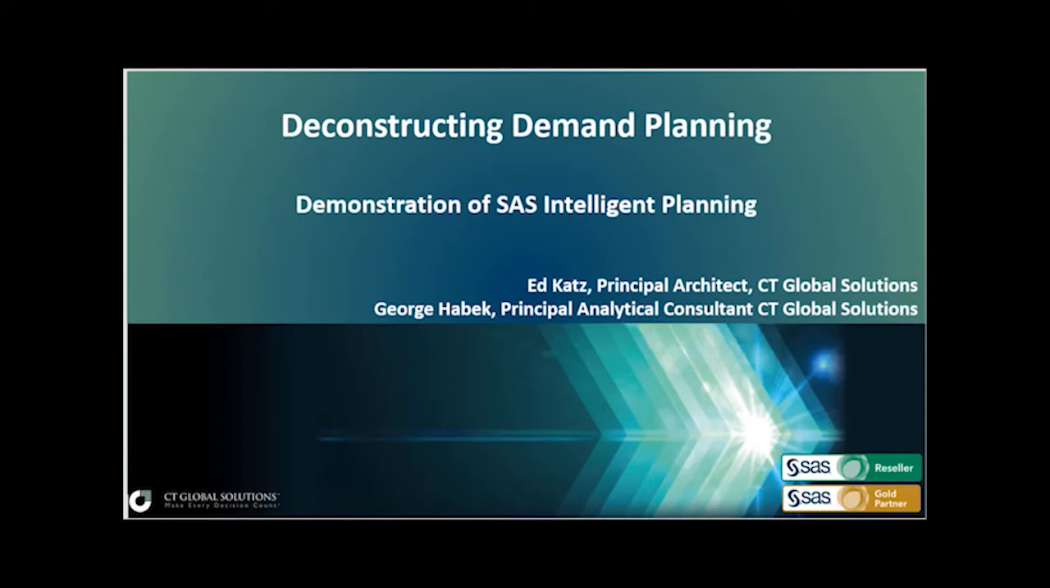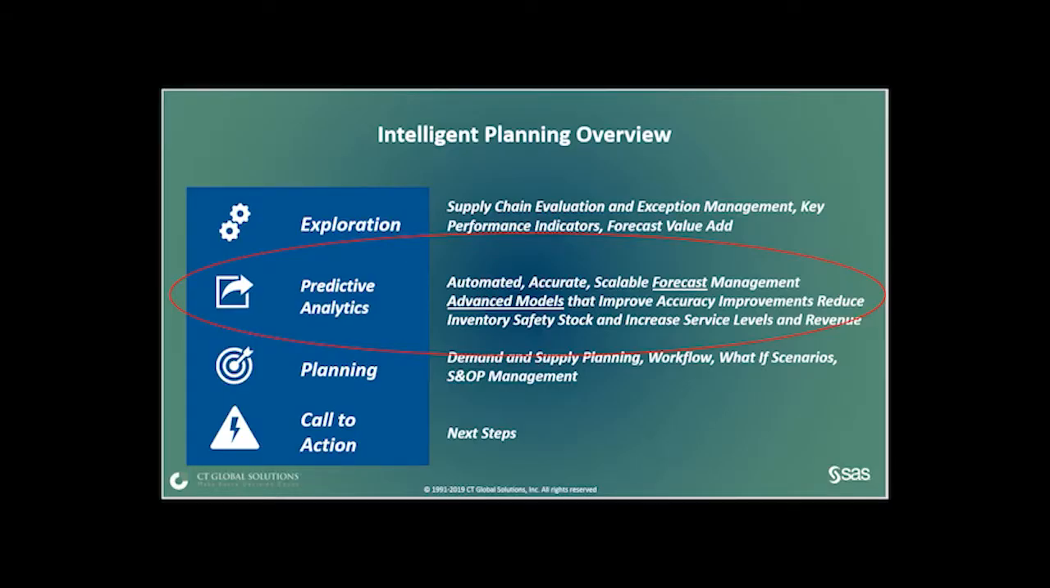So today's agenda, which will be about 20 to 30 minutes, is going to focus really on demand planning. Number one is exploration. Number two is predictive analytics. Number three is planning. And then call to action. People often ask, what's my next steps in implementing a demand planning solution? So for exploration, as you can read there, we're going to talk about supply chain evaluation, exception management, key performance indicators, a concept called forecast value add, where we can measure the impact of overrides and statistical forecast in the organization.